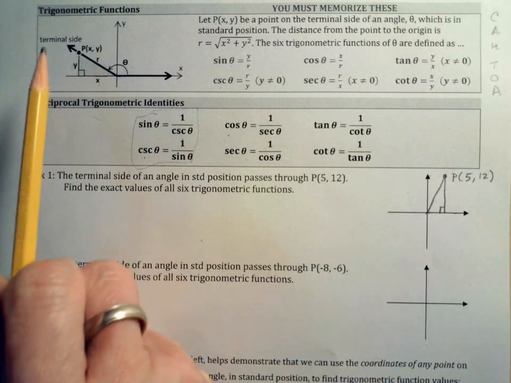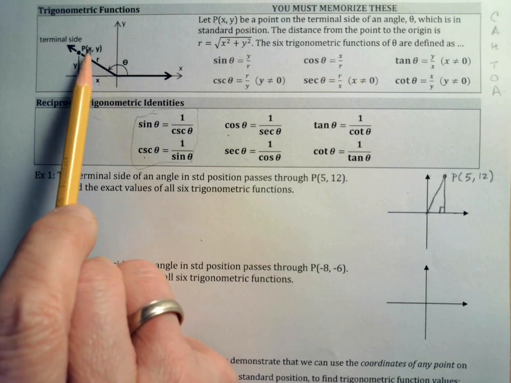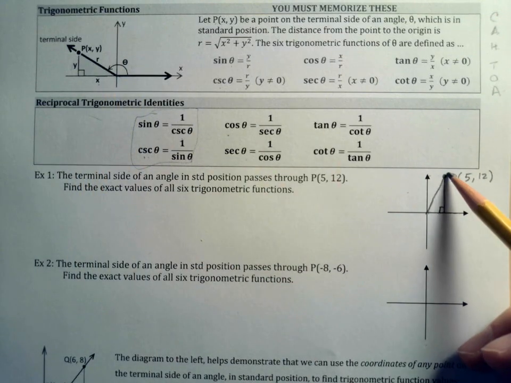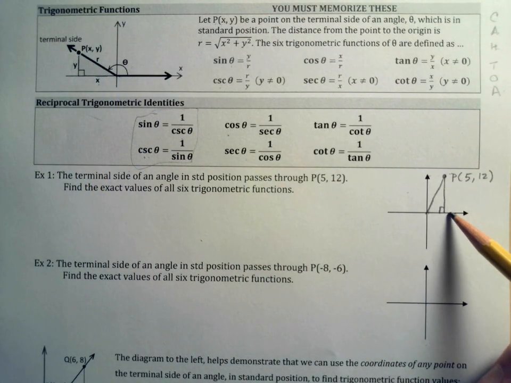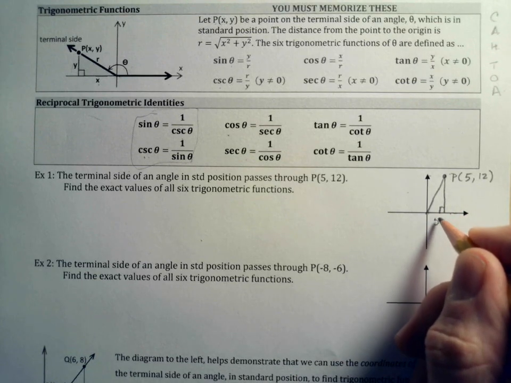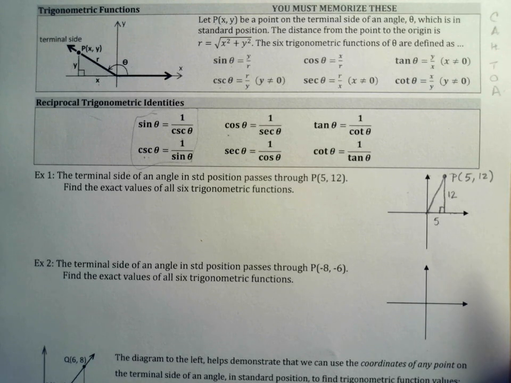Notice we did it up here. We drew this point down to the x-axis. We did not draw it over to the y-axis. Even though this point is closer to the y-axis than it is to the x-axis, we still want to draw it down, right? And so this is 5, and this is 12. And so we need to find r.